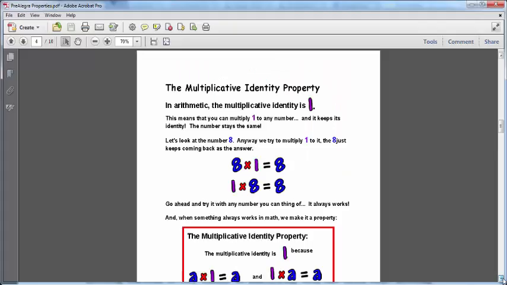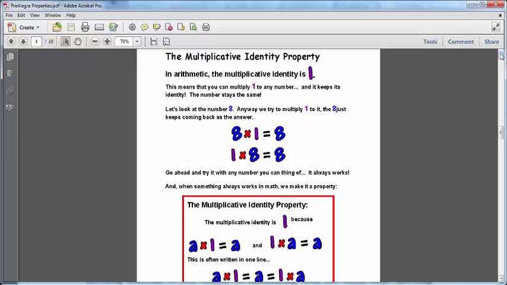So the next property is the multiplicative identity property. This property we have spoken about very extensively, and this property means you can multiply any number by 1 and the number keeps its identity. So the prior property that we were just talking about was addition. How it kept its identity through addition would be 0. But in multiplication, the identity is 1.